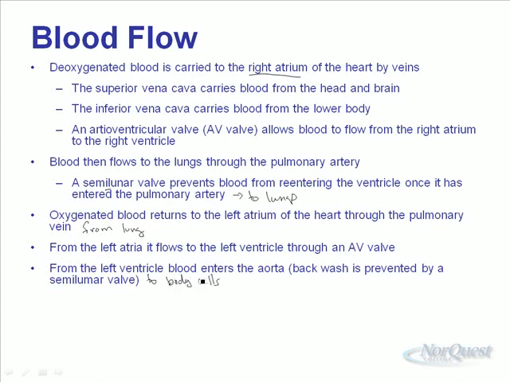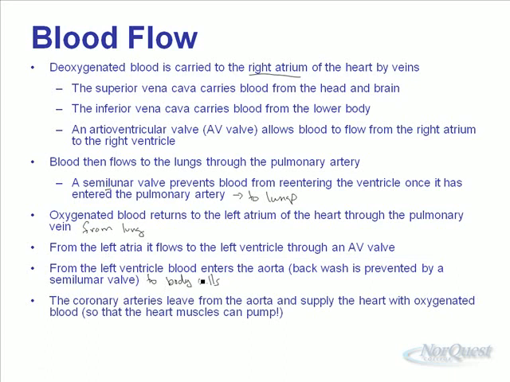To the head and neck, it's going to lose oxygen, and then it comes back. The coronary arteries are special, or I shouldn't say they're special, but those are the arteries that provide nutrients to the heart. So they leave from the aorta, they supply the heart muscle with oxygenated blood so that it can actually do its work.